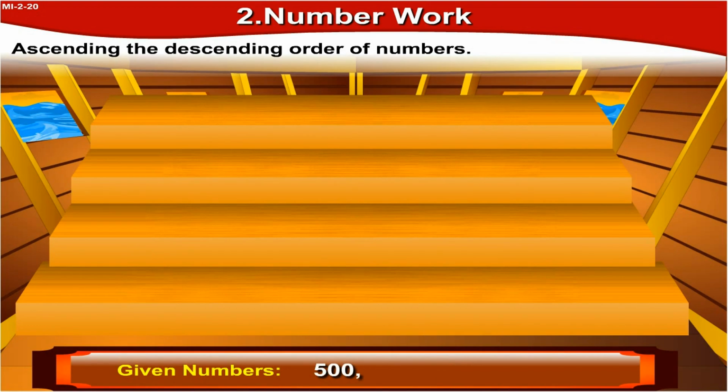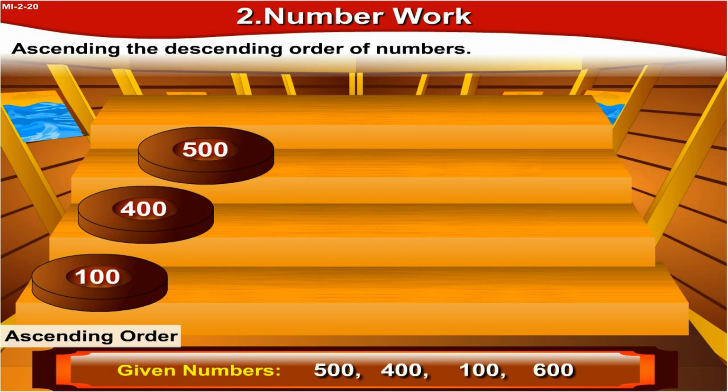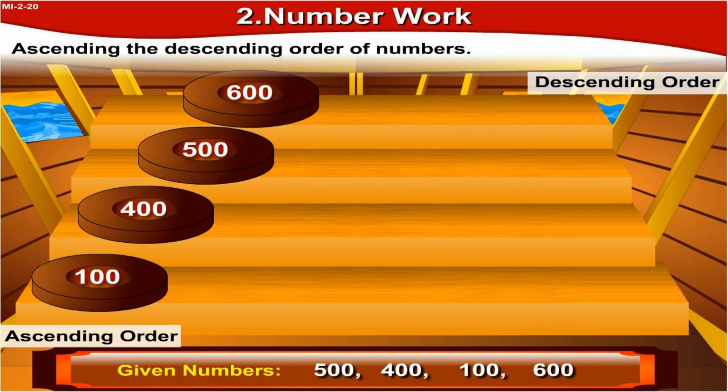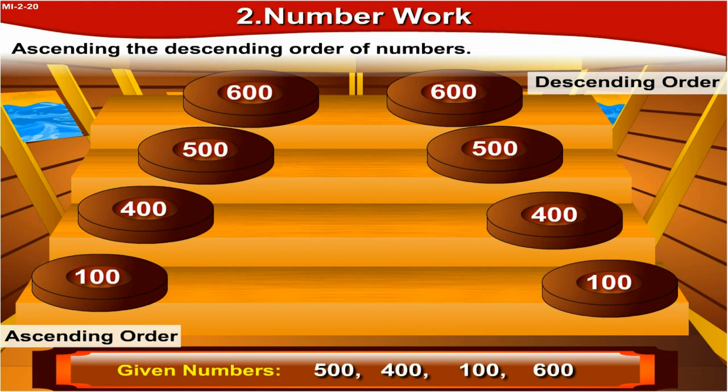Next is 500, 400, 100, 600. Now, the ascending order would be 100, 400, 500, 600. The descending order would be 600, 500, 400, 100.